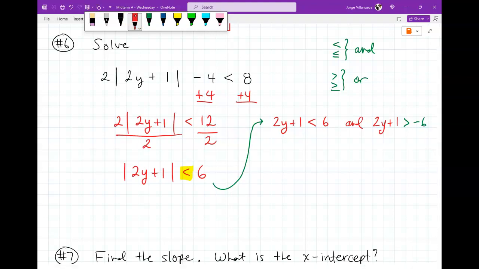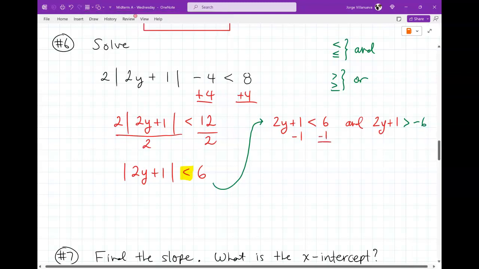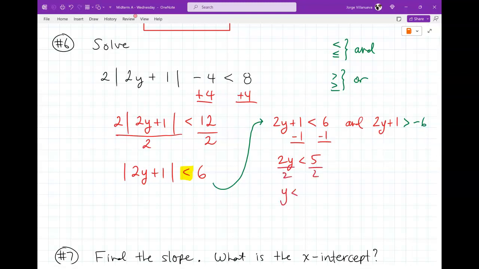And now you just got to solve both equations and you're done. So, and inequality, sorry, and you're done. So minus 1 on both. 2y less than 5. And then divide both sides by 2. Y is less than 5 halves. That's one of these answers. Okay? The next one, we're going to subtract 1 on both sides again. So 2y is greater than negative 8. And then I'm going to divide everything by 2.